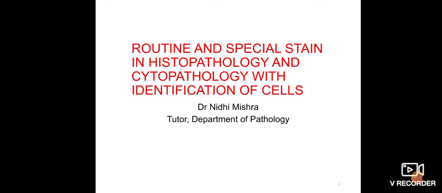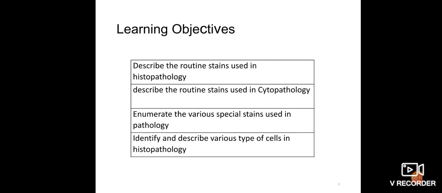Today, your second practical is routine and special stain in histopathology and cytopathology, along with identification of cells. So, the learning objectives for this practical is by the end of this practical, you should be able to describe the routine stains that are used in cytopathology and histopathology. You should be able to enumerate the various special stains that are used in pathology, and you should be able to identify and describe various types of cells in histopathology.